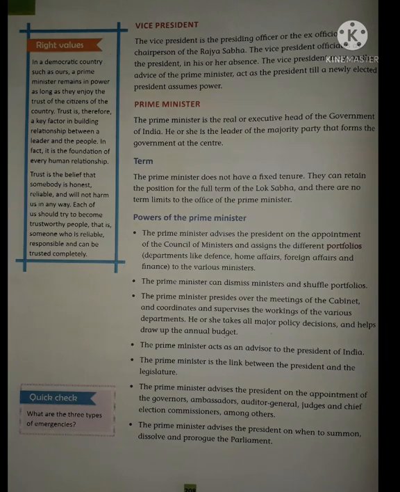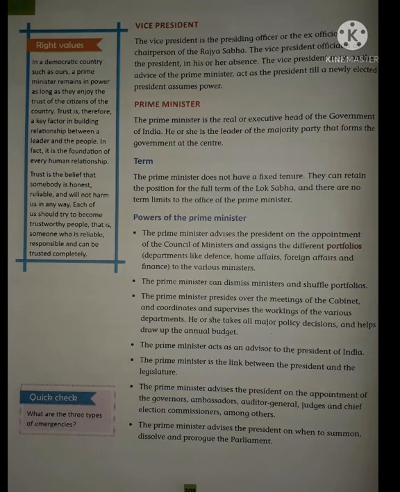The Vice President officiates as the President in his or her absence. The Vice President may, on the advice of the Prime Minister, act as the President till a newly elected President assumes power. Let us learn about the Prime Minister.